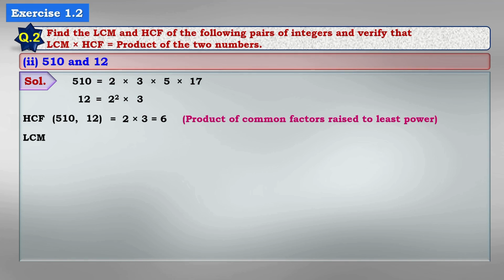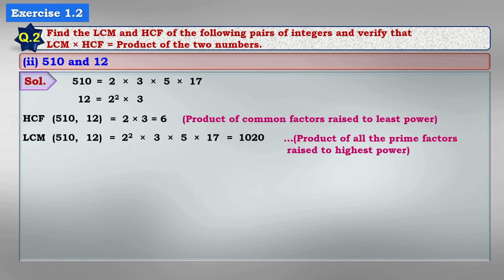Now coming to the LCM, for LCM we have to consider all the factors and the maximum power. So here 2 is common between these two. And we have to consider the maximum, that is 2 to the power 2. Then 3 we have only 1, so that is 3. Then 5 into 17. So that is 1020. So LCM is the product of all prime factors raised to highest power.